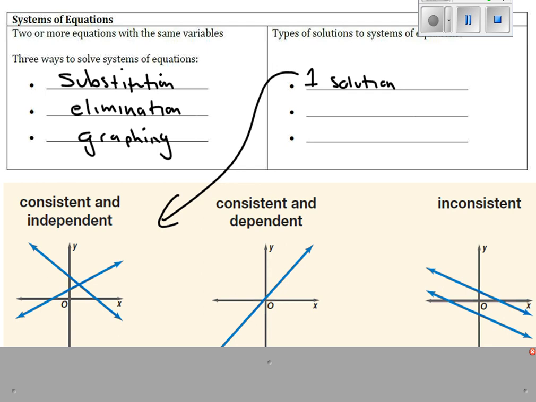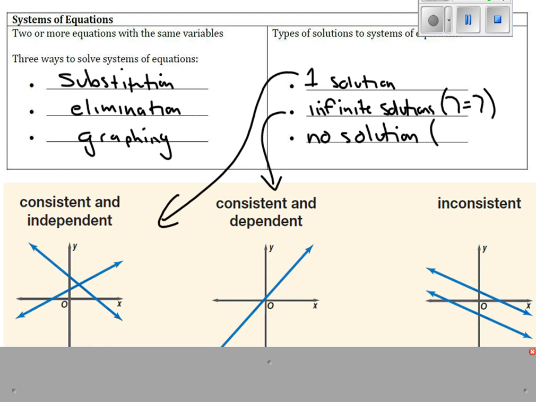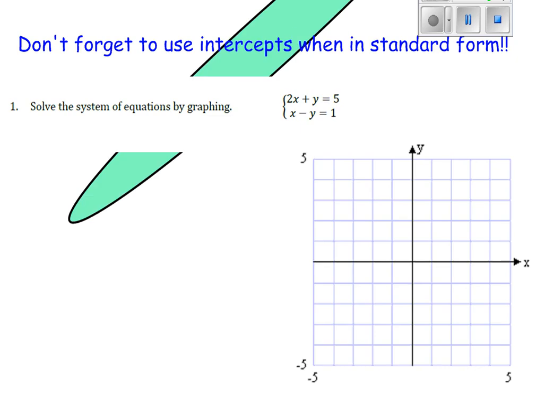I can have infinitely many solutions. What happens there is nothing more than you end up with a mathematical truth. You end up with something like 7 equals 7. And all that tells you is that it's the same line. And my last option is no solution. If I'm solving using substitution or elimination, one thing that would happen is I would get a mathematical lie. I would get something like 4 equals 2, which is never true. So that's my tip off that there's going to be no solution, or it's going to be considered inconsistent.